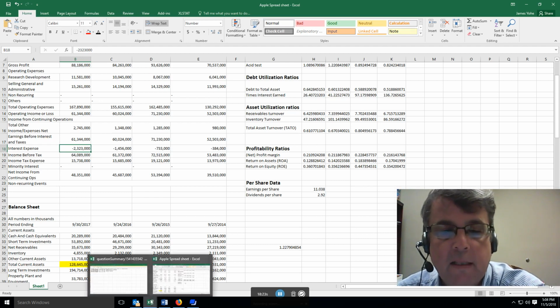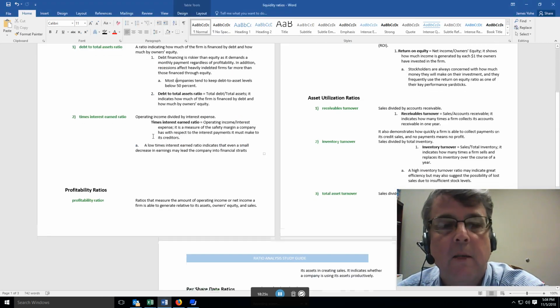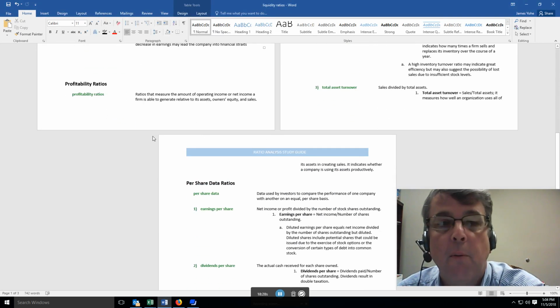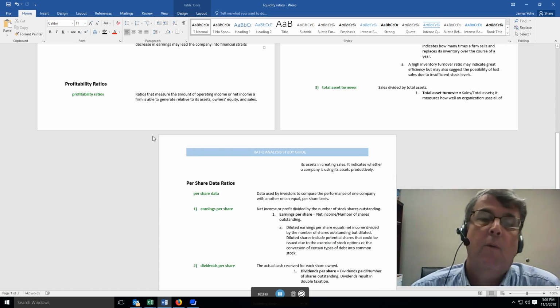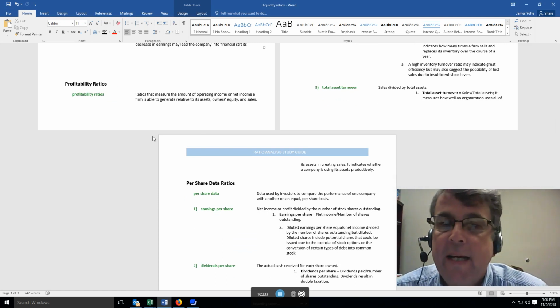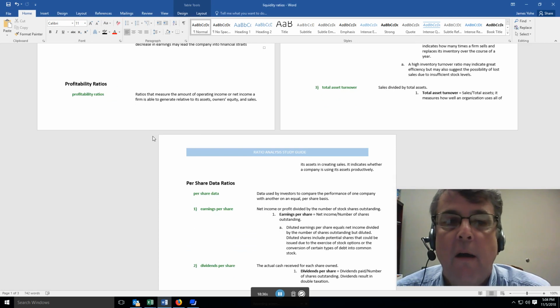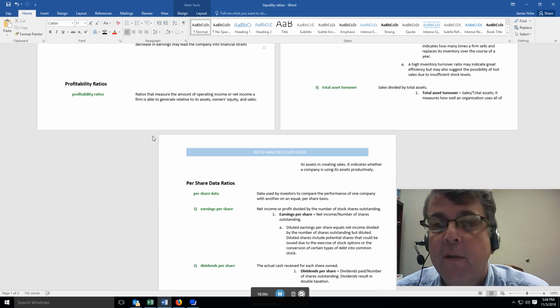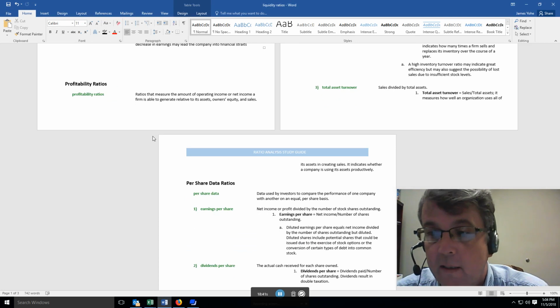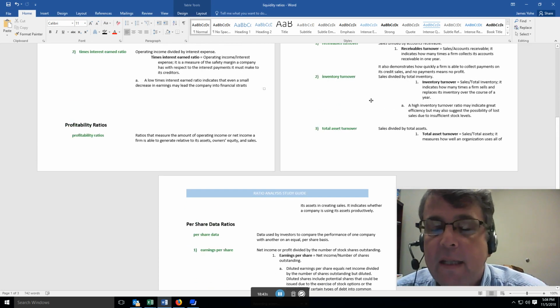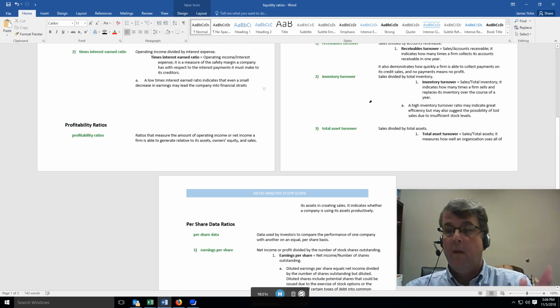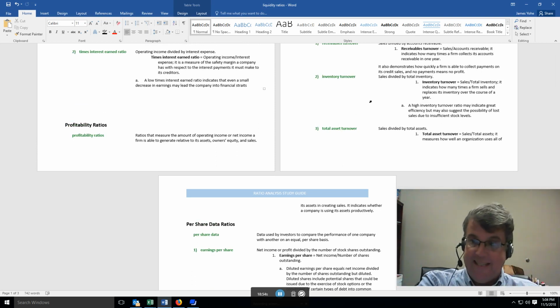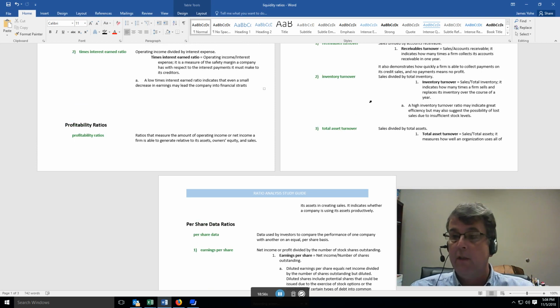The next thing we want to look at is profitability ratios. These are important. Profitability ratios are ratios that measure the amount of operating income or net income a firm is able to generate relative to its assets, owner's equity, and sales. Okay. This oftentimes will tell you how much pricing power a company has. Over time, if their profitability ratios are going down, that's an indication that maybe this market is becoming more competitive.